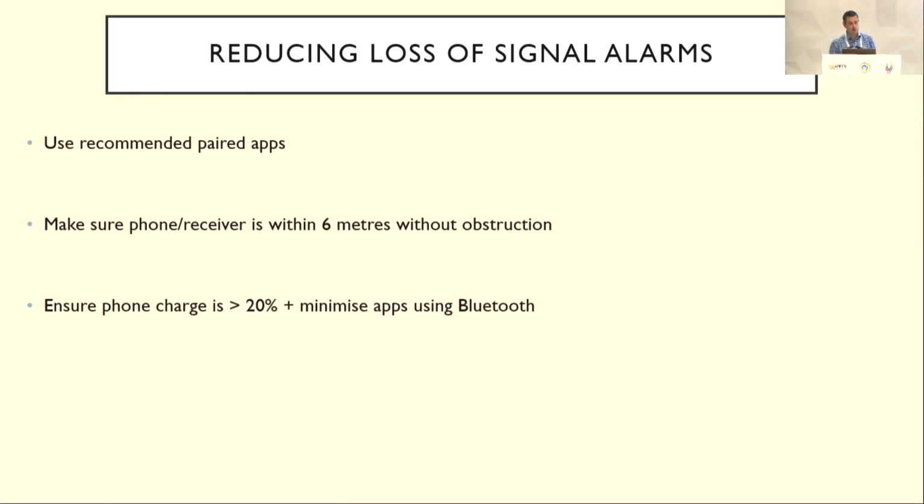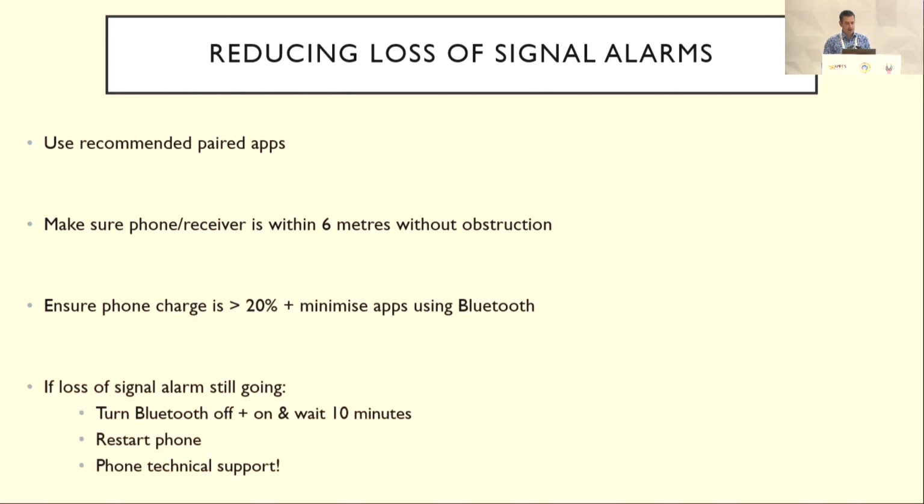Because if you do have too many apps using Bluetooth, that can lead to loss of signal with the CGM alarm. I must admit, I'm no tech expert, but one thing I do talk to people about is, look, if you've still got loss of signal, try turning Bluetooth off and on. Often that works by itself. If that doesn't work, often restarting the phone will do the trick. If that's still not working, I encourage people to phone technical support.